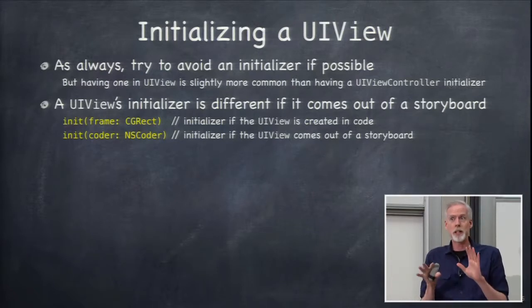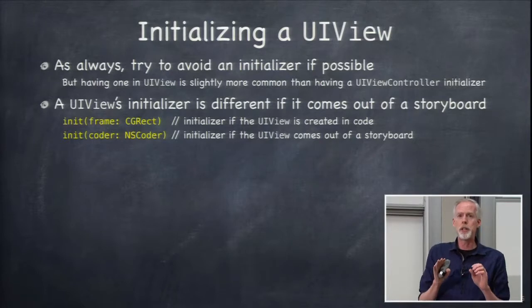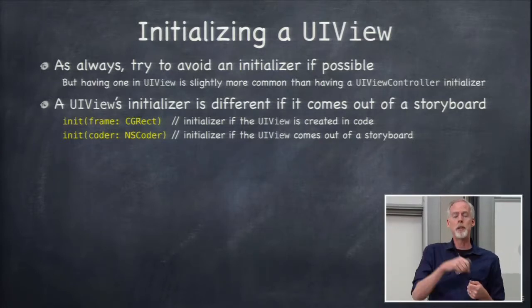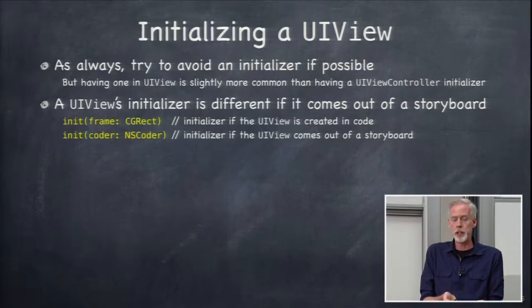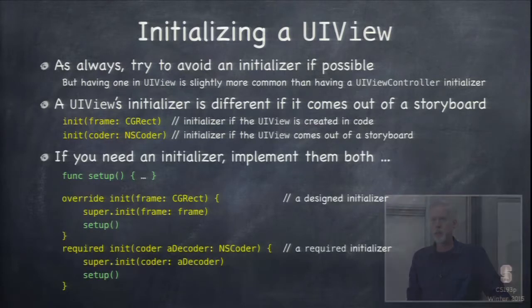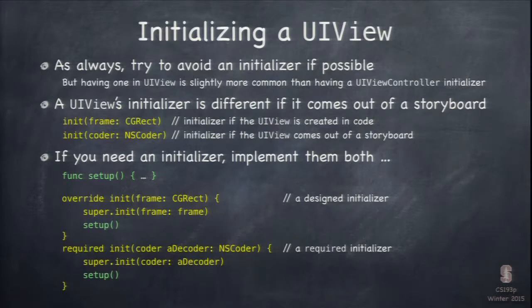But then there's also this init with coder, and I'm not going to talk about coders and archiving and all that, but that is the initializer that is called when the view comes out of a storyboard. So if you create a view by dragging out in a storyboard, its initializer is this coder thing, okay? So if you absolutely have to use an initializer to initialize something in your UIView, you're going to want to implement both of these things. And I recommend this kind of format here, where you override init with frame there. That is a designated initializer in UIView. And then there's actually a required initializer, which is the decoder one. So if you implement the init with frame, you have to implement the coder one, it's required. Because as soon as you implement the init with frame, you'll no longer inherit all of your designated initializers. You won't inherit the init with coder. So basically implement them both and then just factor out your initialization code into some setup method or something and call that. Okay? So that's only if you absolutely have to have an initializer.